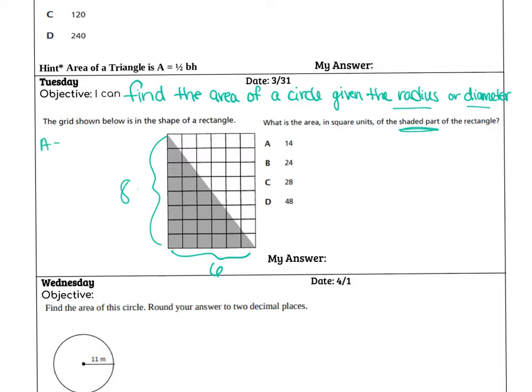The formula for area of a triangle is area equals 1/2 base times height. Area is equal to 1/2, the base is 6, so times 6, and the height is 8. 1/2 times 6 times 8 gives us 24 units squared, which is letter B.